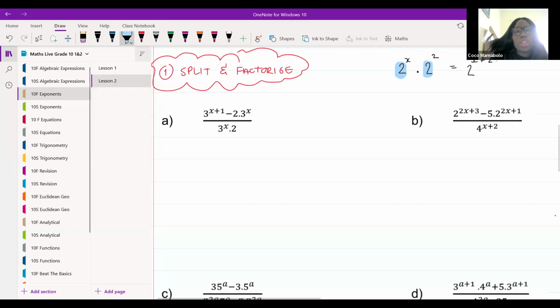Now, what we're going to do in this part over here, when we split, is we're going to work in the opposite direction. So imagine I gave you 2 to the power of x plus 2, and I ask you to split it. How you're going to split it for me is you're going to go 2 to the power of x times 2 to the power of 2. Give me a thumbs up. Does everybody understand what I've done here? I've just done it in the opposite direction. Is everybody okay with that?